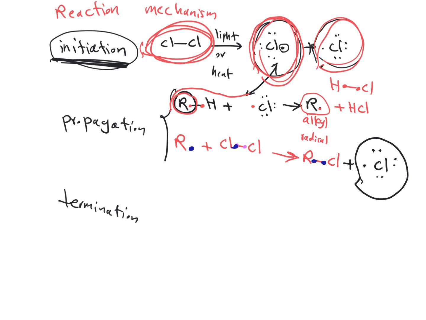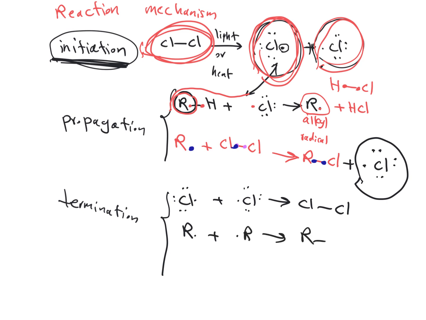And then the final step, all the radicals combine together, form bonds, and then you have molecules. For instance, Cl plus Cl gives Cl2, and also alkyl radical R plus R gives you RR, and R plus Cl gives you RCl, so all the combinations. So this would be termination. You should know that for your exam too.